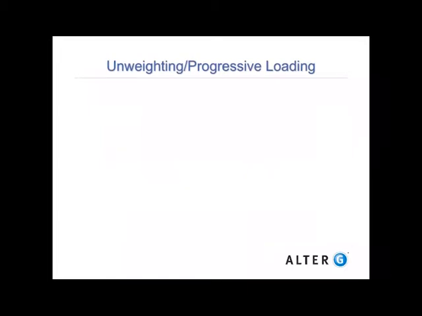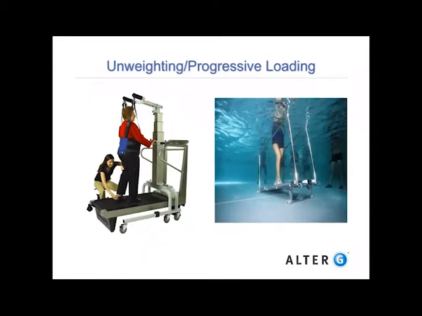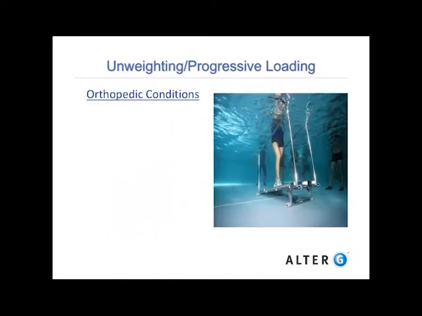So let's talk a little bit about unweighting progressive loading. AlterG technology is different. It's new in that we use air pressure, but the theory behind what we do is not new. Body weight support has been around for a long time in physical therapy. People use harnesses to provide body weight support, or there's underwater treadmills, people perform aquatic therapy. So there are ways that people have been doing unweighting and progressive loading. Now, why would you do it? Why do you want to provide this type of modality or option for people in treatment?